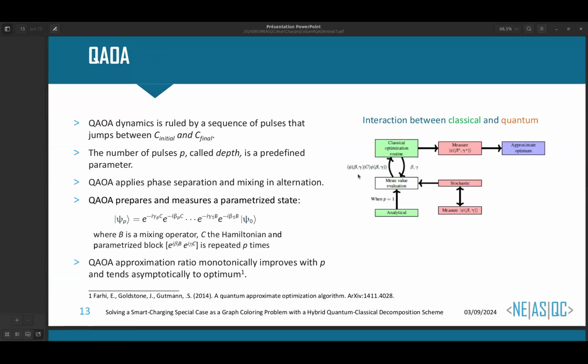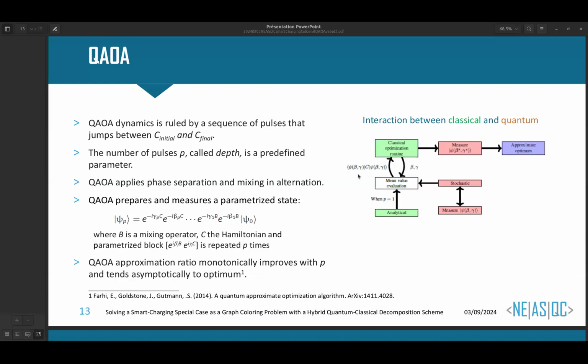Unlike in the adiabatic algorithm, the QAOA dynamics is ruled by a sequence of pulses that jumps from the initial Hamiltonian to the final Hamiltonian, which actually corresponds to the solution we are interested in. The number of pulses we need is called the depth, and it's a predefined user parameter. Basically, the QAOA applies a series of phase separation and mixing in an alternating manner.